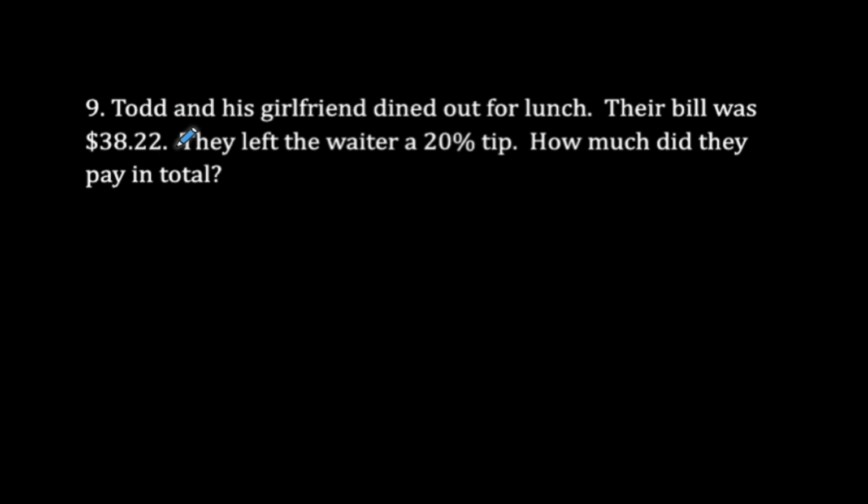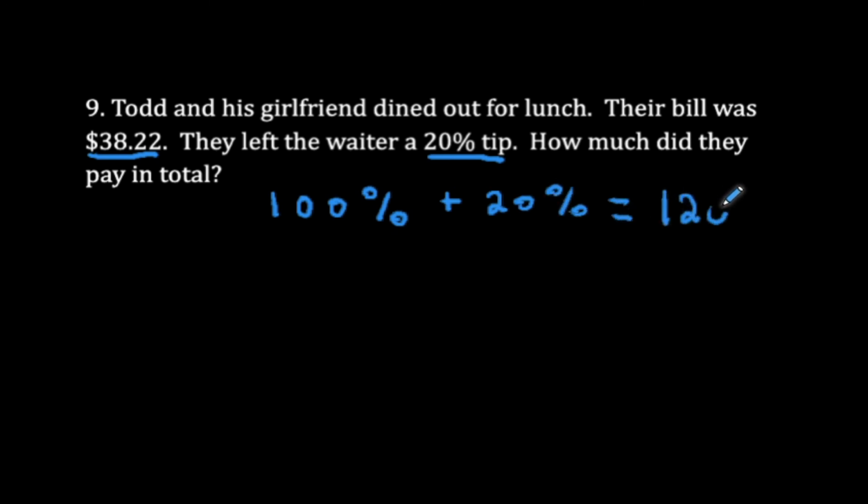And so we see here, since their bill was $38.22 and they left the waiter a 20% tip, well, we already know that they're paying 100% of their bill, right? And since they're paying 100% of their bill, but they also left the waiter a 20% tip, and we need to find out how much they paid in total, we can add 20% to the 100% here. And that gives us 120%. So that means they paid 120% of their total bill, which is $38.22.